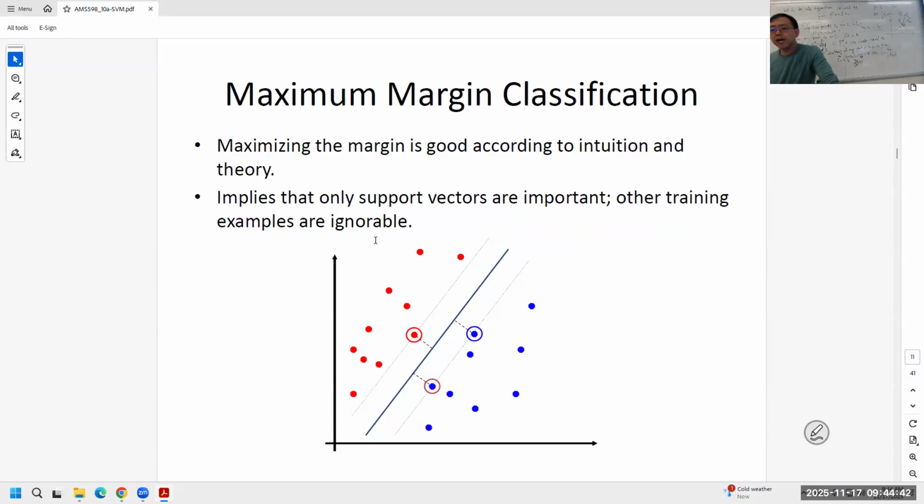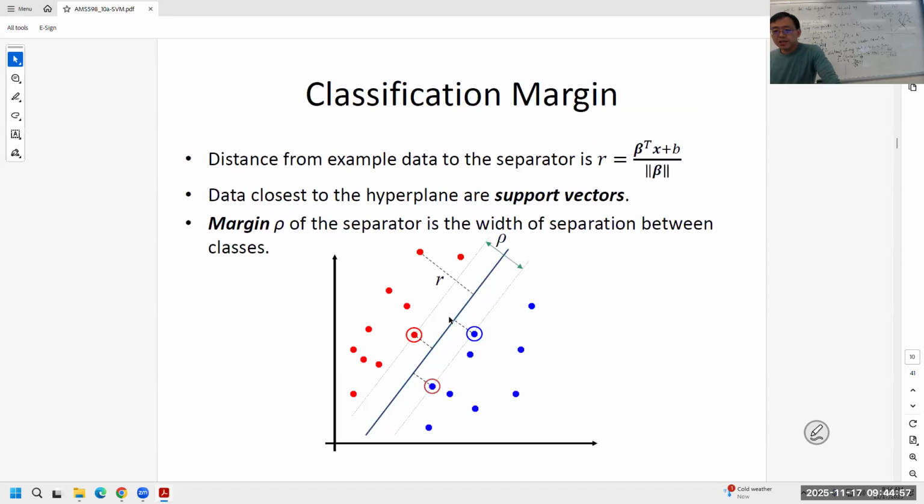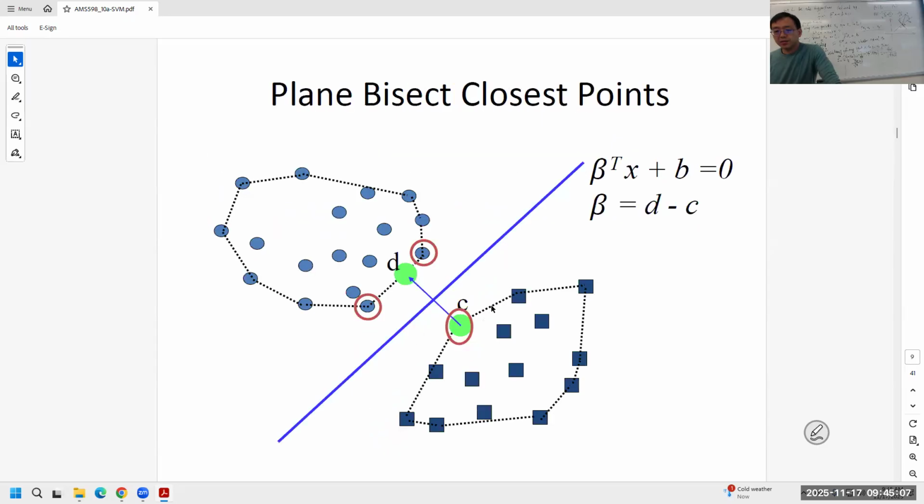If you want to define the largest distance between two classes or two groups, then this distance can be defined by the so-called margin, right? Is this concept of margin clear? If you have never heard of it before, the margin could be a little bit confusing.